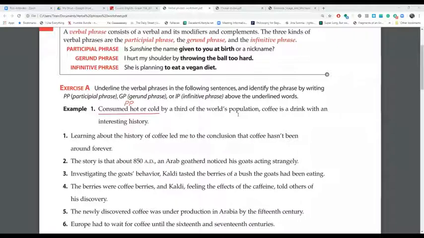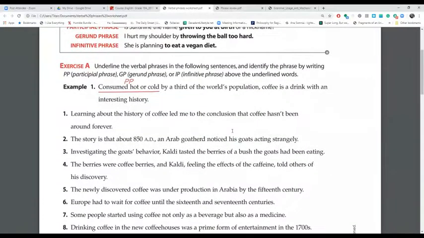So to consume something is to take it into your body somehow, so you would drink or eat something. And this is a past participle because it takes consume and adds ed to it, making it a past participle.